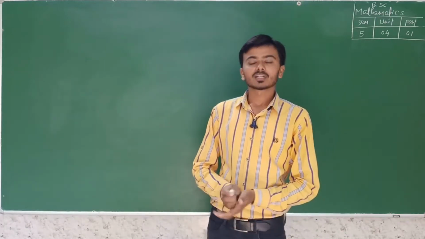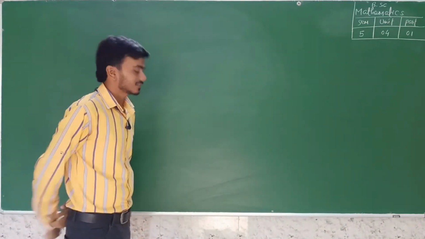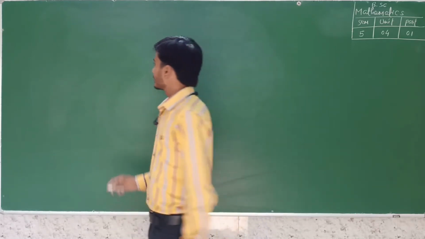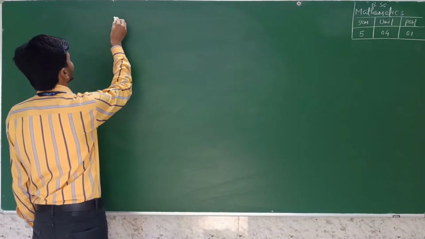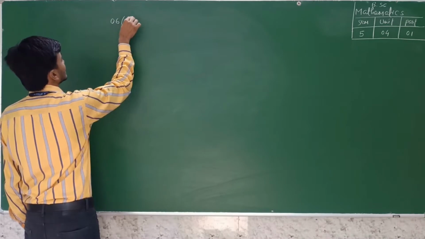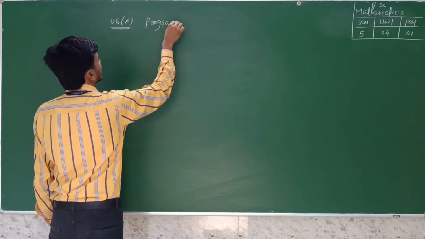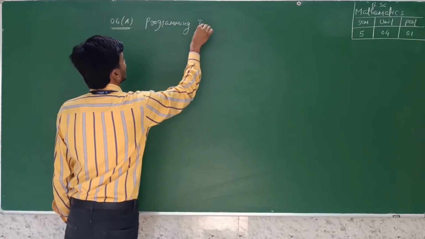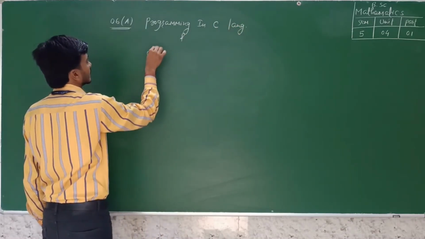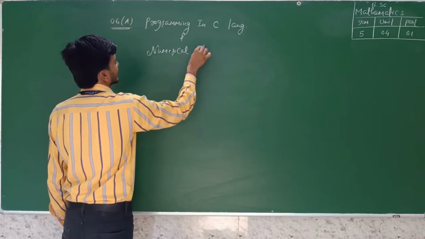Friends, today we are discussing BSc Mathematics Semester 5, Unit 4, Part 1. Subject name: Programming in C language and numerical analysis. Subject code 06A.